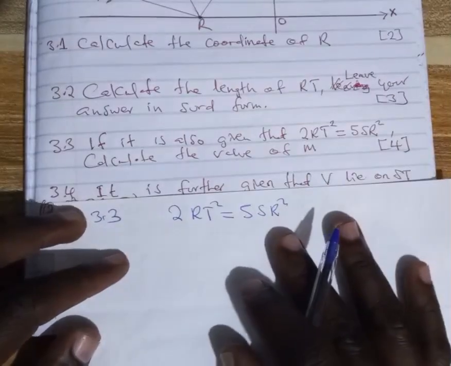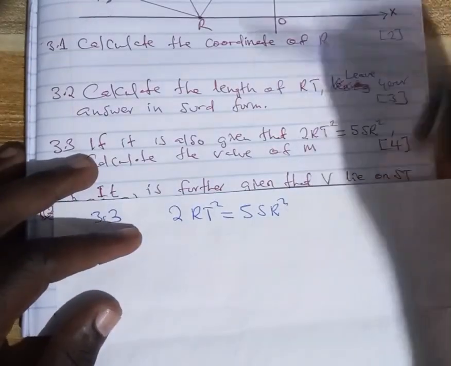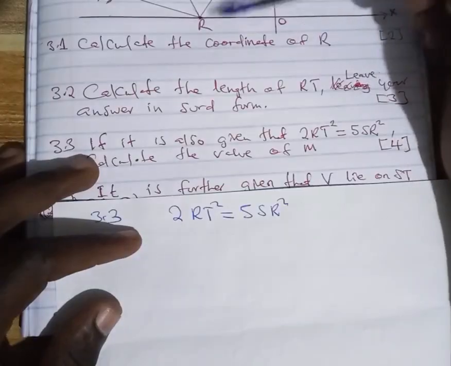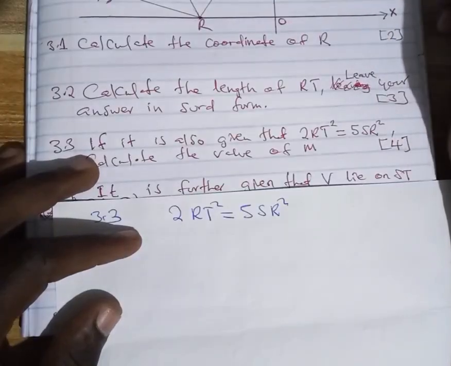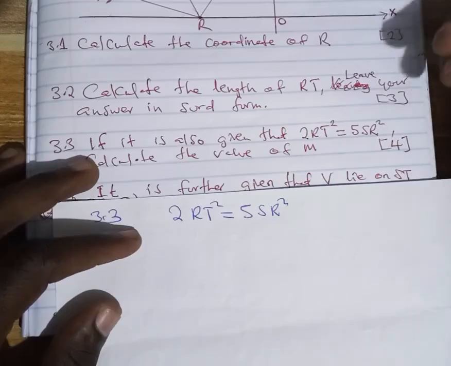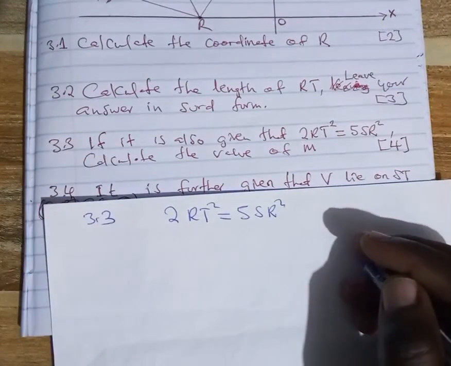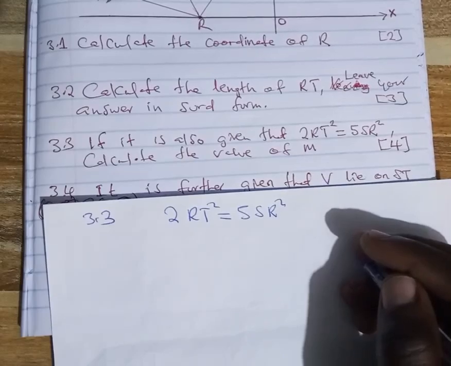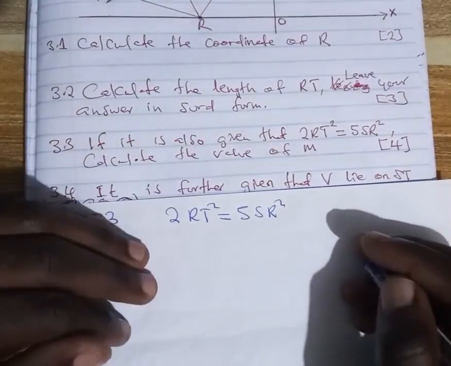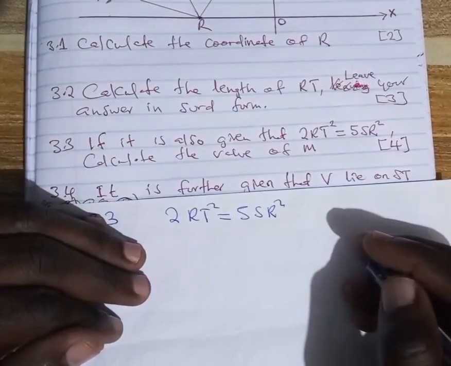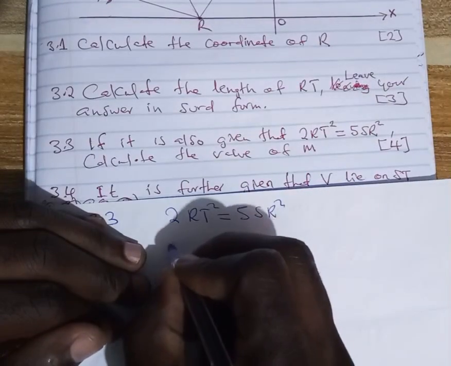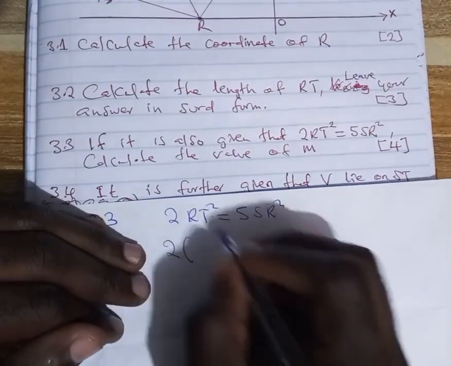So you are saying, given that 2RT squared is equal to that one. What's very important here is to find the length of RT. To find the length of what? RT. So what we're going to do here is this. You have calculated RT in advance. So we're going to say here it is 2, open bracket. What is RT?